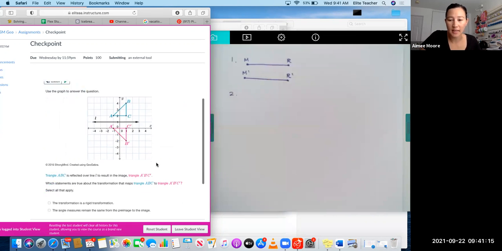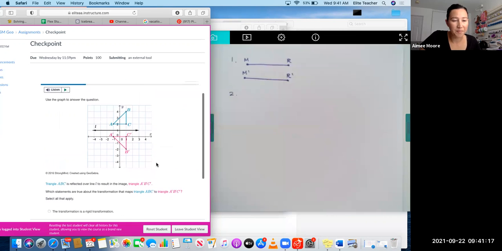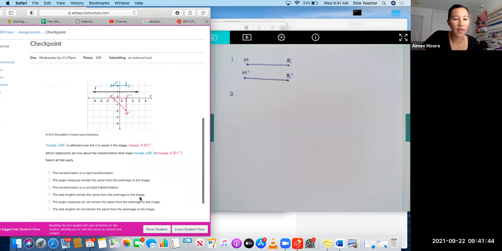All right, next question. We are going to use this graph to answer the question. Triangle ABC is reflected over line L. So here's our line of reflection right here, the black line, to result in the image triangle A prime, B prime, C prime. Which statements are true about the transformation that maps triangle ABC to triangle A prime, B prime, C prime? So select all that apply.